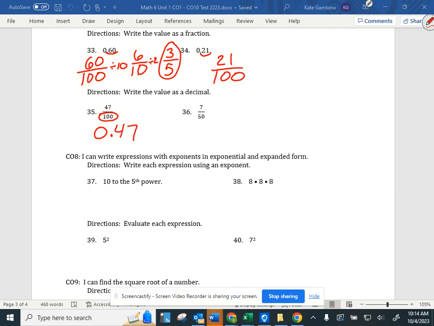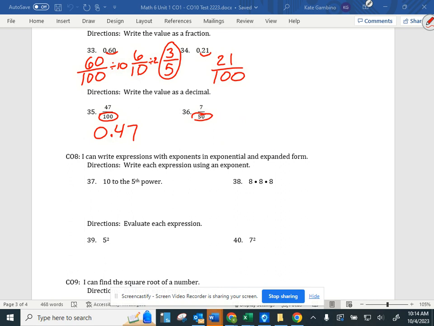Some of us said, oh, for 36 it would be 0.7 or 0.07. Why is that not the correct answer? Who knows, Callie? Because we did not make it our magic number of 100. So remember, we have to have that 100 as a denominator in order to use that numerator.